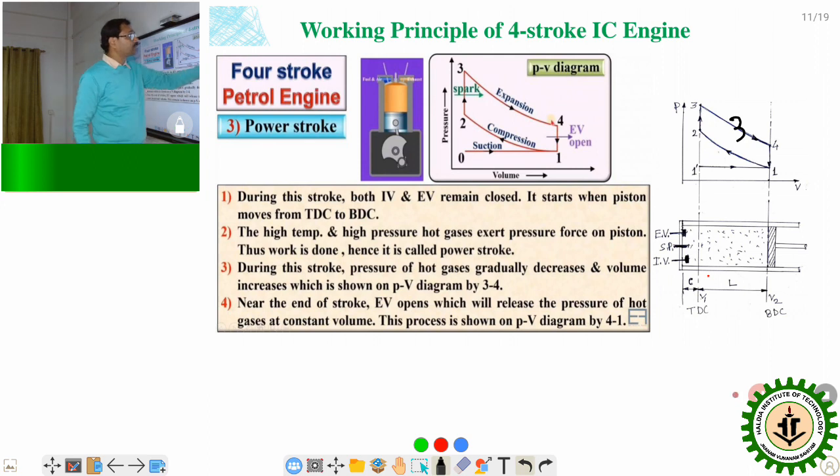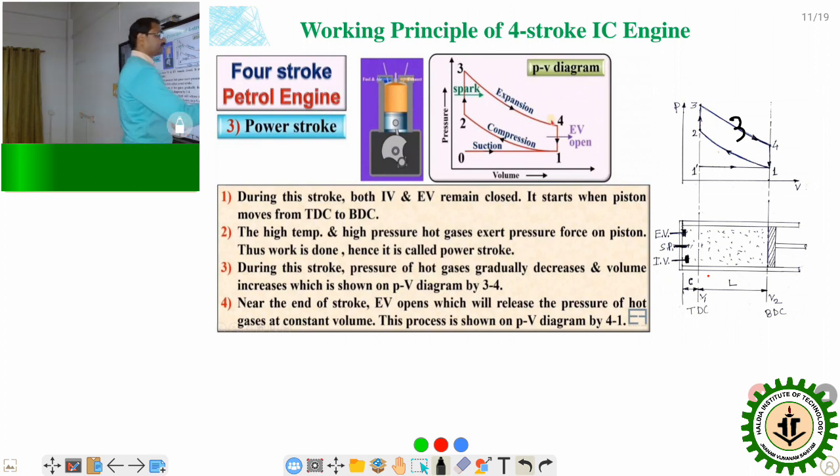After that, what will happen? The pressure will decrease to more or less atmospheric pressure. Then what will happen? The remaining gases will not go outside. They will stay within the cylinder.